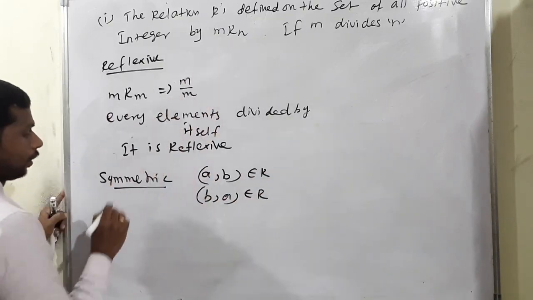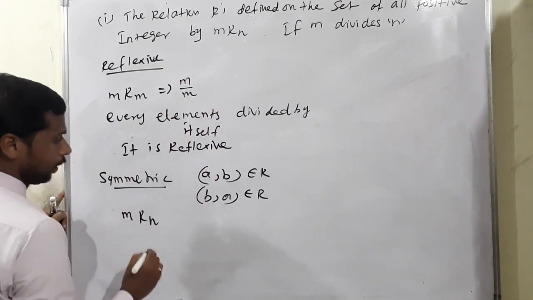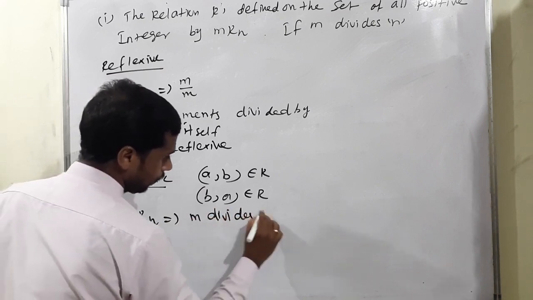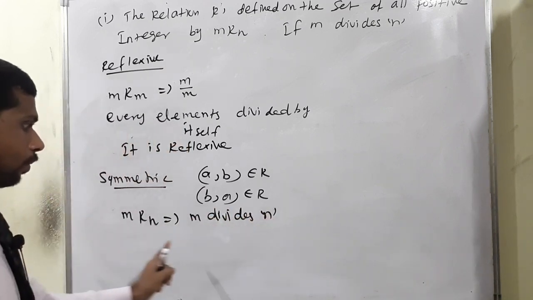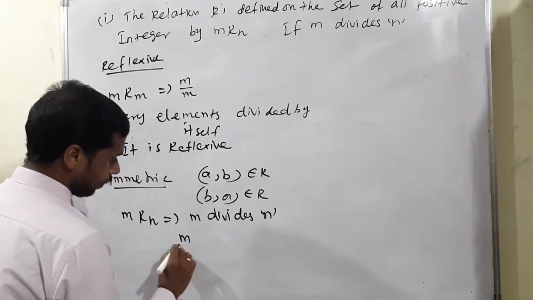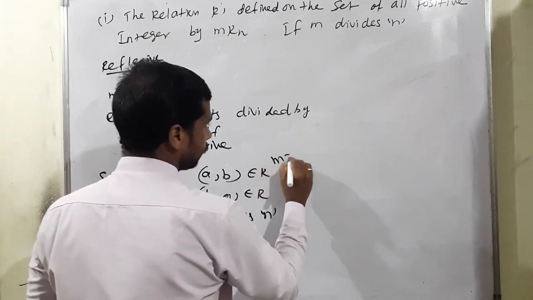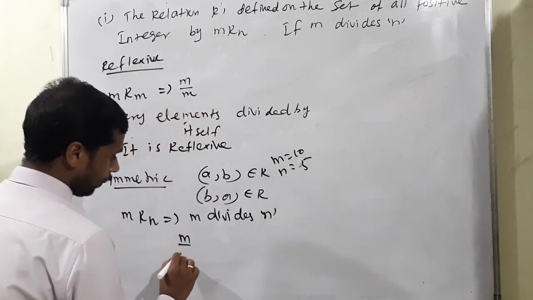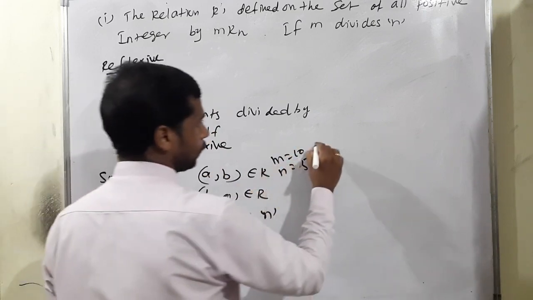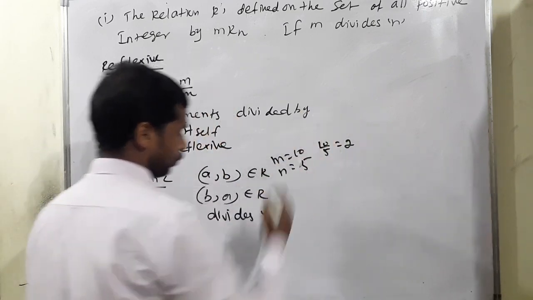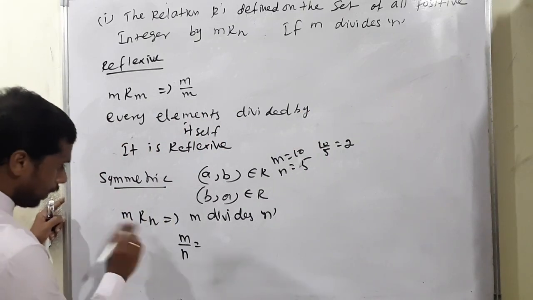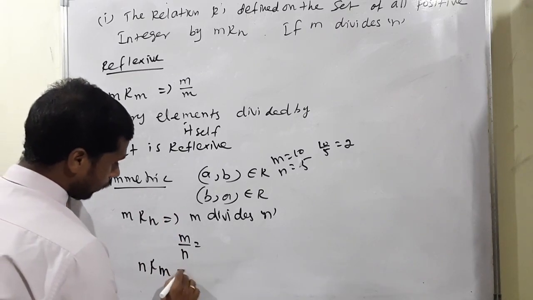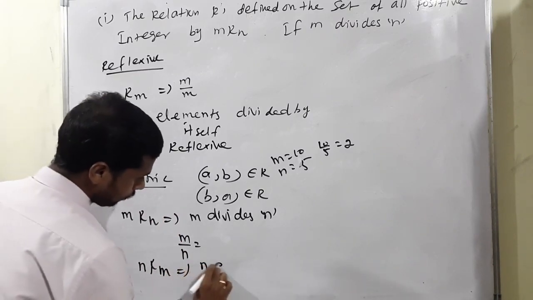The given m related to n means m divides n, isn't it? For example, m is equal to 10, n is equal to 5. So m divides n means 10 by 5 is possible, and we get it true. At the same time, n related to m, how to rewrite, what is the meaning? n divides m.